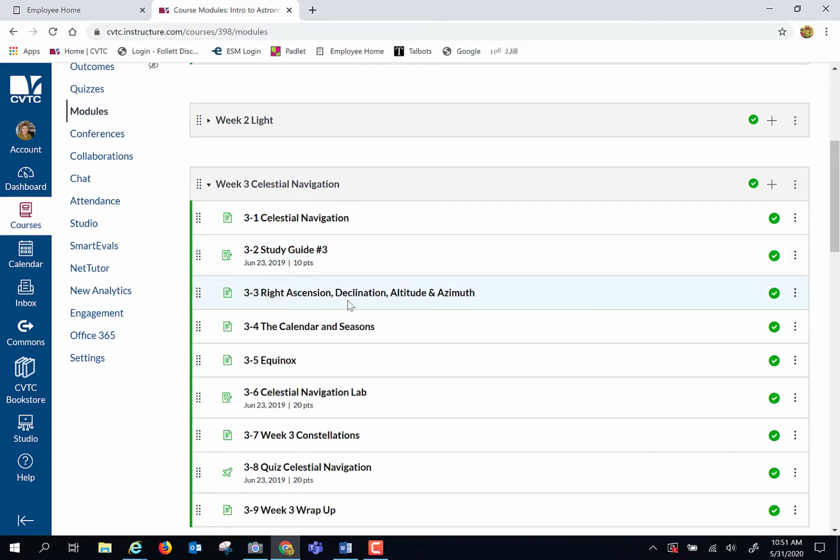Right ascension, declination, altitude, and azimuth. These are methods of determining where things are in outer space. So we're going to spend a lot of time talking about that.